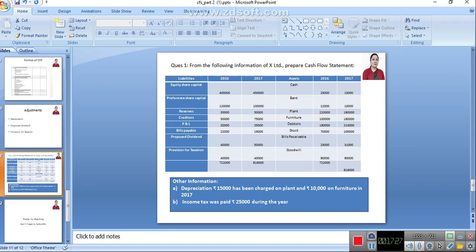Just read this question: from the following information of X Limited, you have to prepare a cash flow statement. A two years comparative balance sheet for 16 and 17 is given. As I told you, the requirements for preparing a cash flow statement are the comparative balance sheet of two years and other information. So you can see the two years' balance sheets are given, and additional information is also given. Now just go through this question and note down what all adjustments are given. One adjustment is given for depreciation, another adjustment is given for income tax.